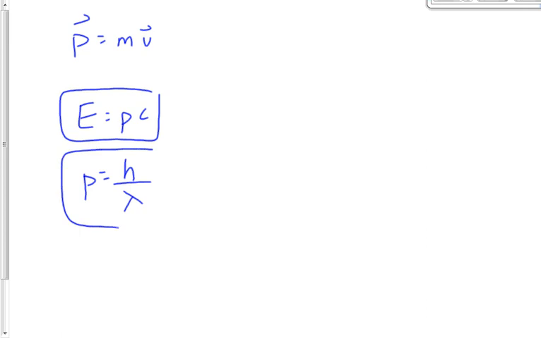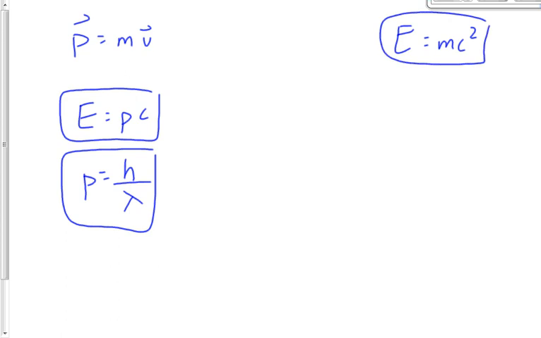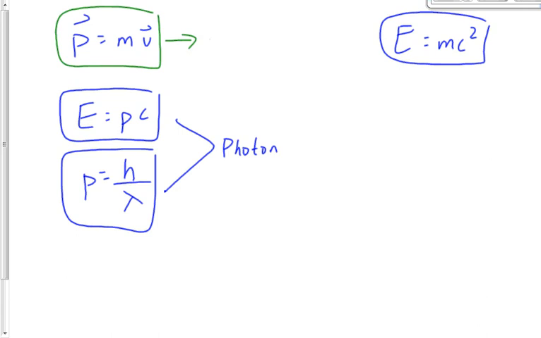Those came about through Einstein's energy-mass equivalence formula, which, unless you're deriving those 2 equations, you don't really need to use in this context. E is equal to P times C, and P is equal to H over lambda, for the momentum of a photon, something without mass. Now, this thing up here, P equals mv that we learned back in Unit 1, still applies, but it only applies to something with mass, with matter.